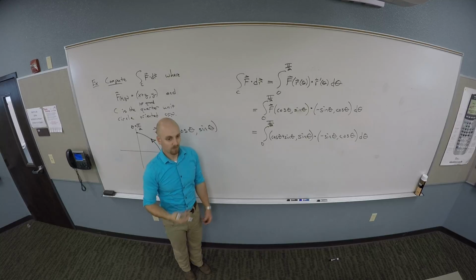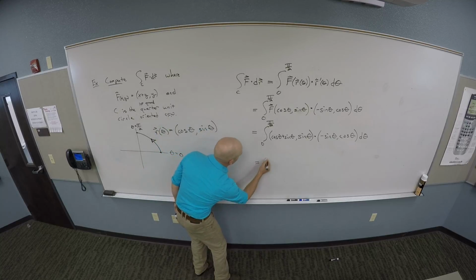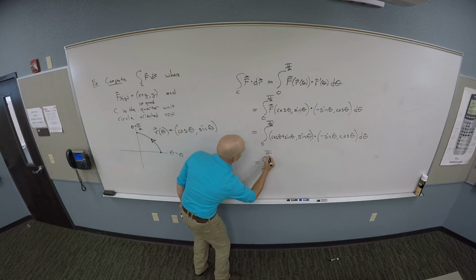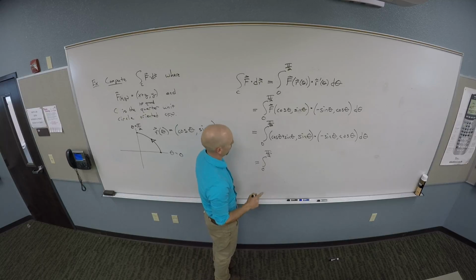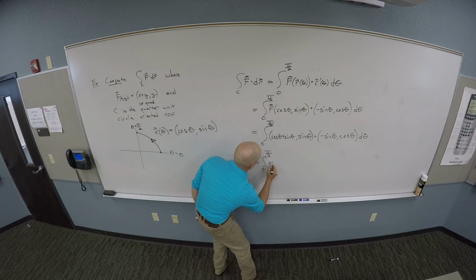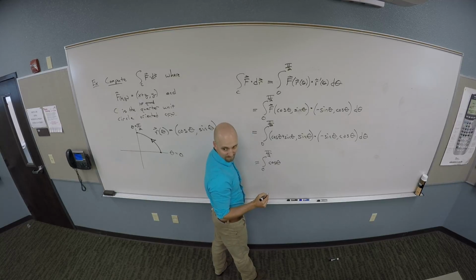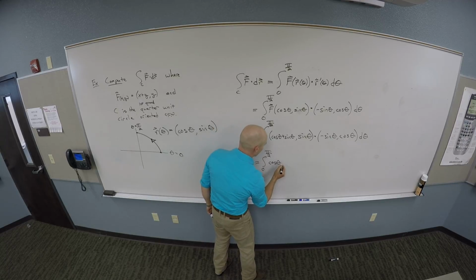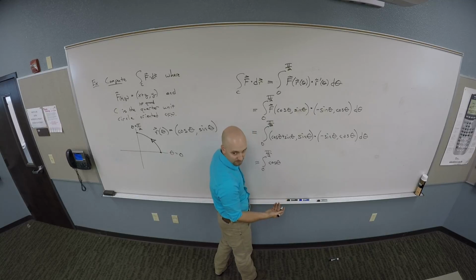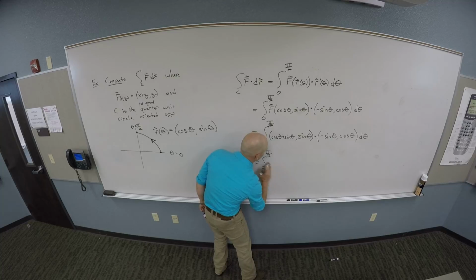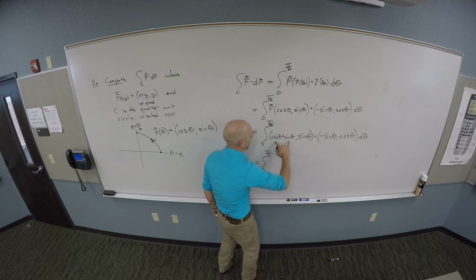Okay, so then do your dot product. You've got the integral from 0 to pi over 2 of negative cosine theta, negative sine theta, and cosine theta, negative sine theta. Negative cosine theta times sine theta. I need to take this thing and multiply it by this stuff, right?